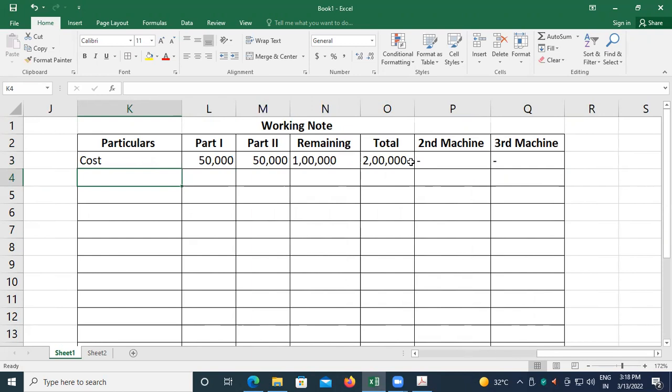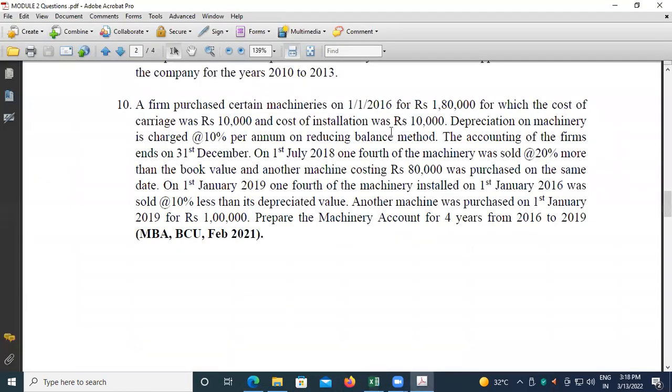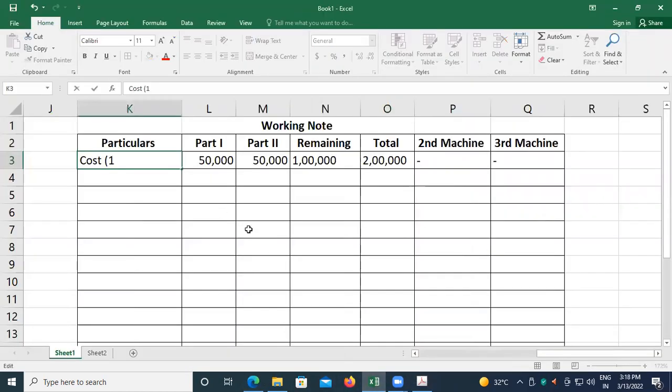Now we have purchased this asset. Nothing but this is the cost of the asset. In the beginning of the year we have purchased. So cost, first of, let us see the date, 1st of January 2016. 1/1/2016. Okay. Now, beginning of the year the asset has been purchased.